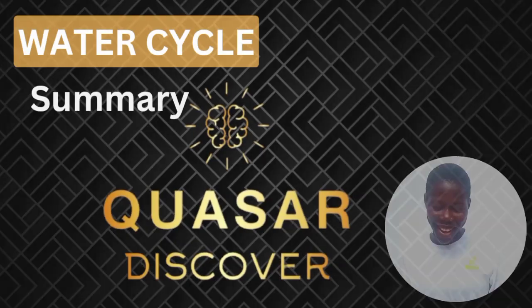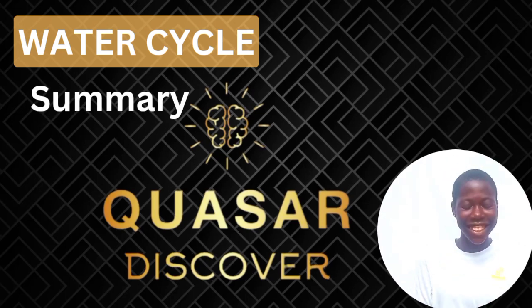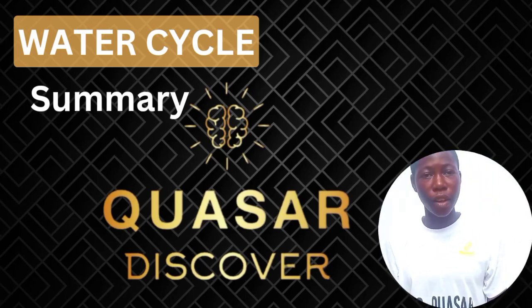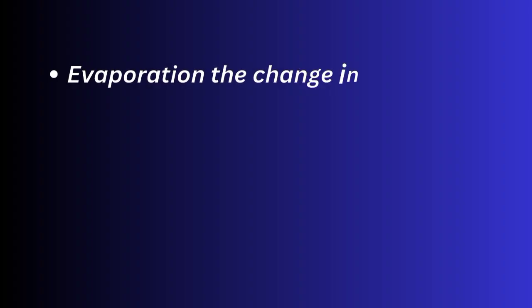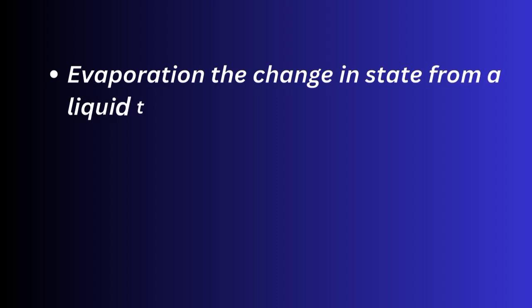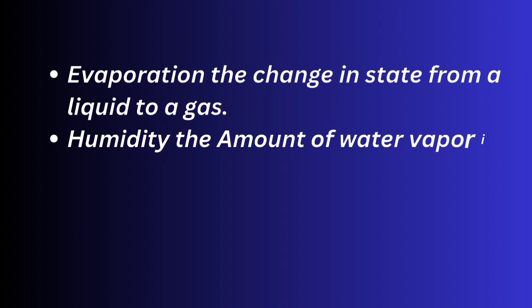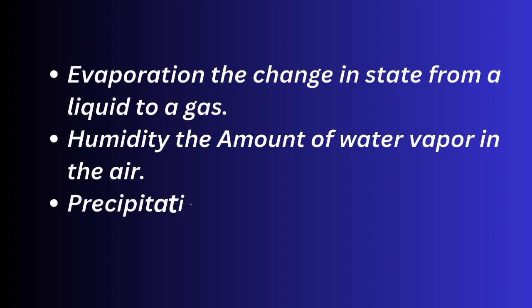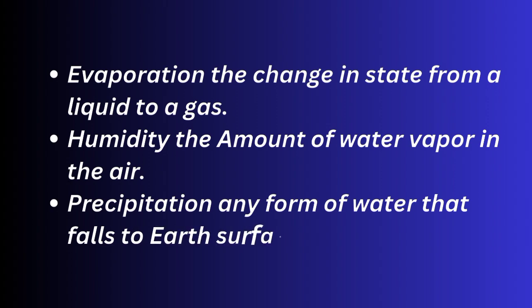In summary, water vapor is water in the form of gas. Condensation is the change of state from a gas to a liquid. Evaporation is the change of state from a liquid to a gas. Humidity is the amount of water vapor in the air at any given time. Precipitation is any form of water that falls to Earth's surface from clouds.